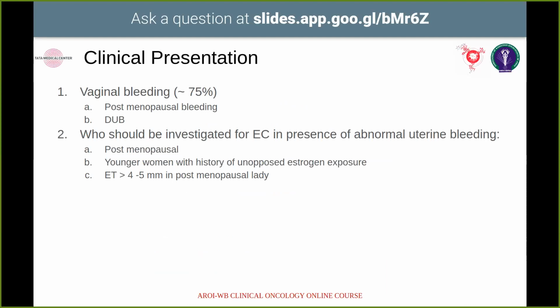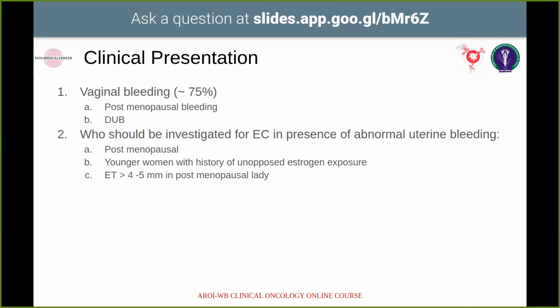Now, what are the clinical presentations of endometrial cancer? The most common is presence of vaginal bleeding, and concerning is presence of postmenopausal bleeding. This is the presenting symptom in nearly 75% of the patients in various series. And based upon this, several guidelines have been developed as to who should be investigated for presence of endometrial cancer in the presence of abnormal uterine bleeding.